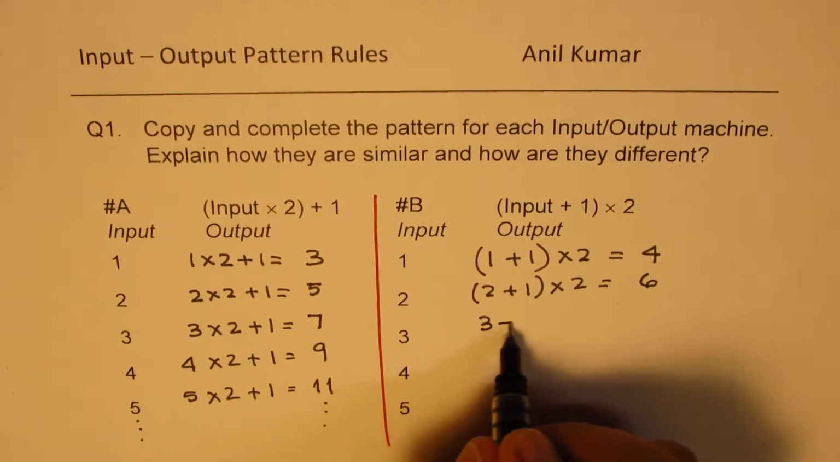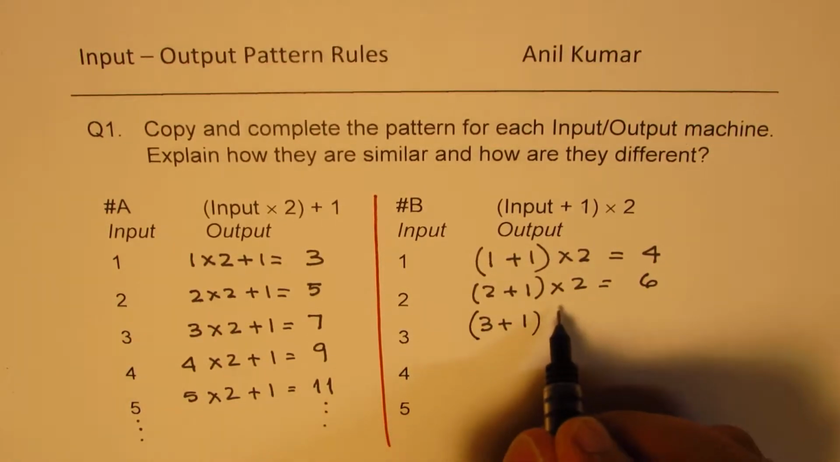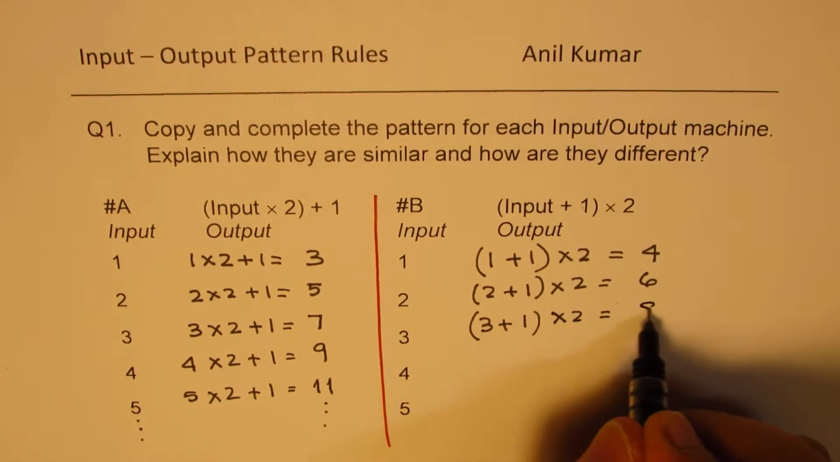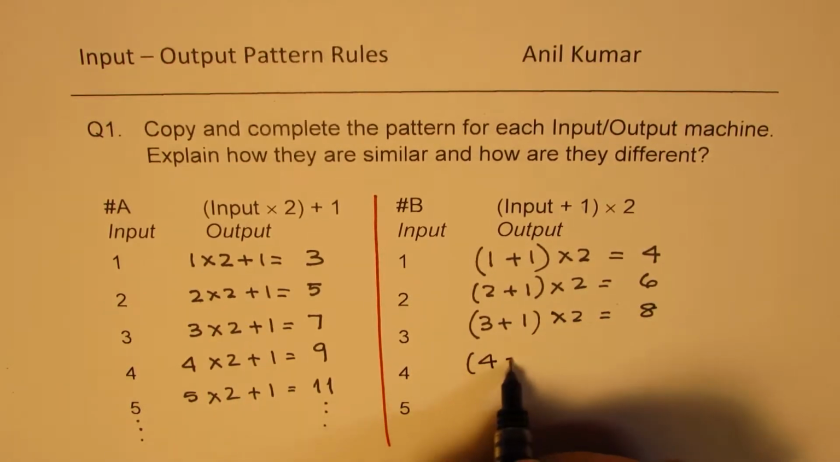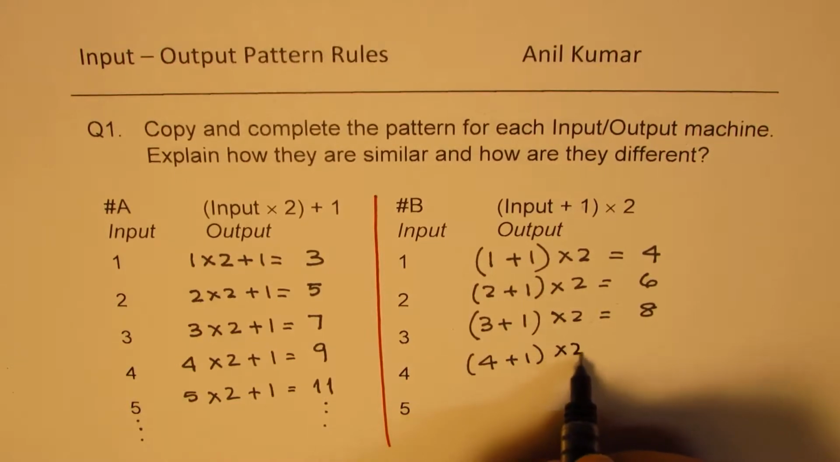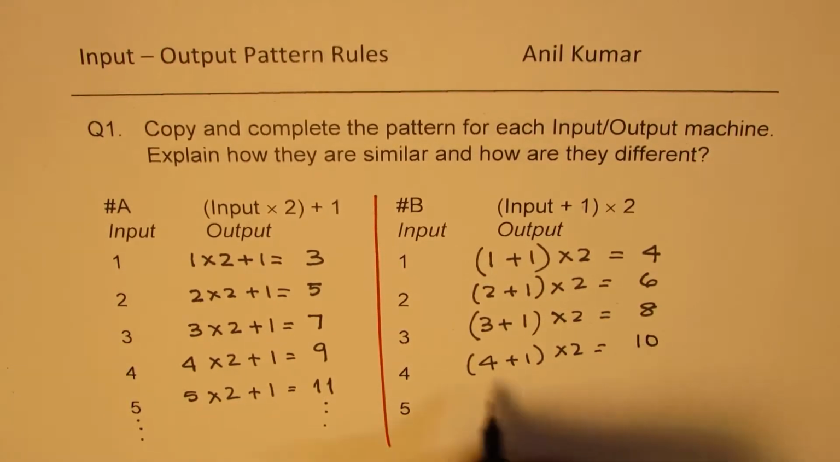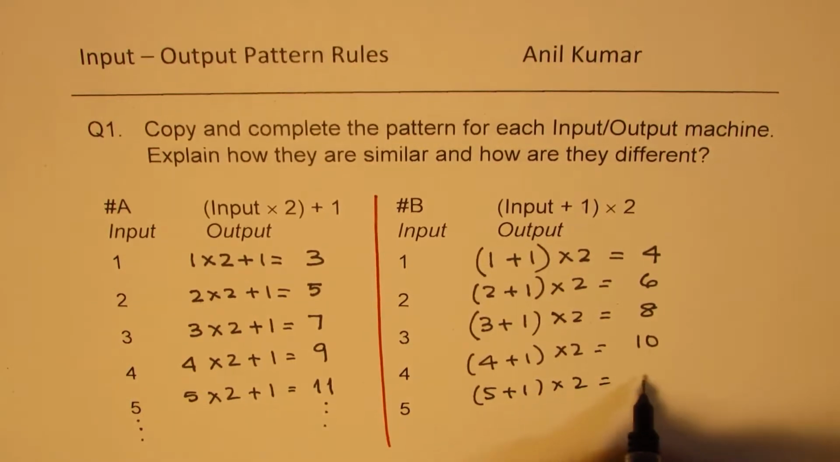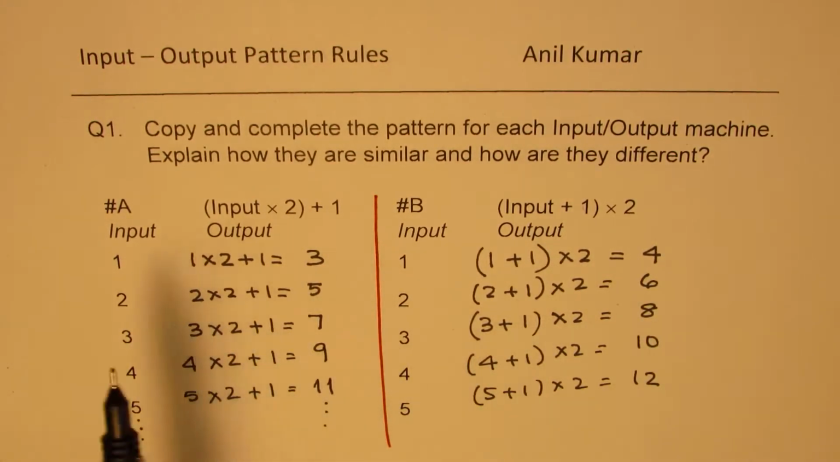And then we get 3 as an input, multiply by 2 after adding 1, right? So 4 times 2 is 8. And then for 4, add 1 times 2. 5 times 2 is 10. For 5, add 1 times 2, and we get 5 plus 1 is 6 times 2 is 12. So you have the outputs for the given inputs.